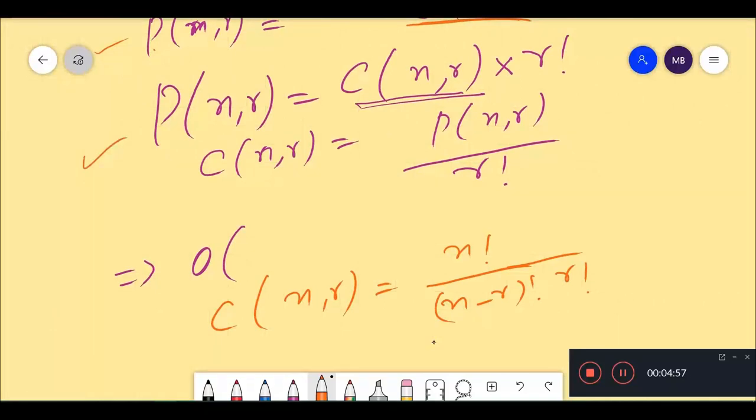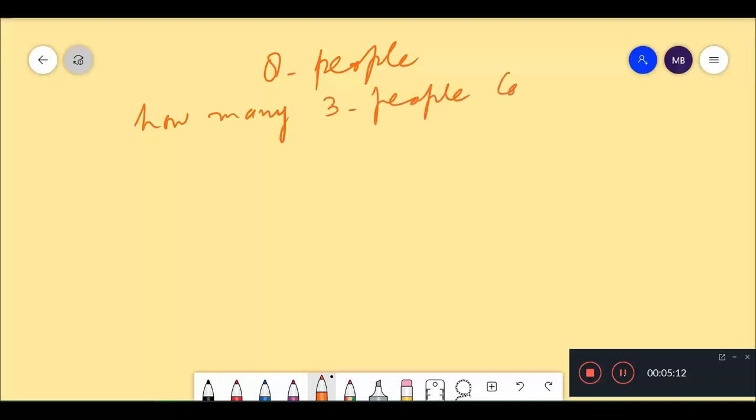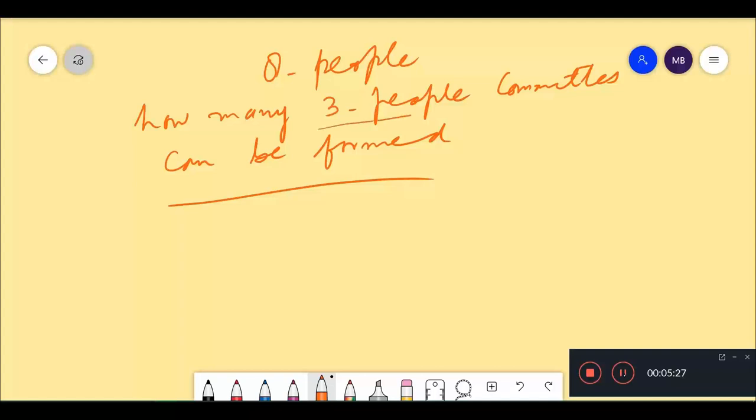Now let us see some examples. If we have 8 people, from a set of 8 people, how many 3 people committees can be formed? So we are given 8 people and we have to create 3 people committees.